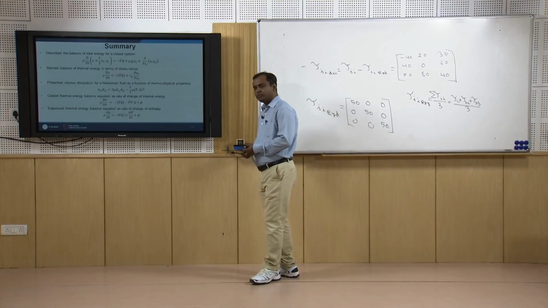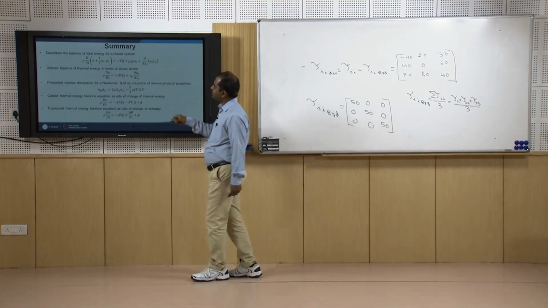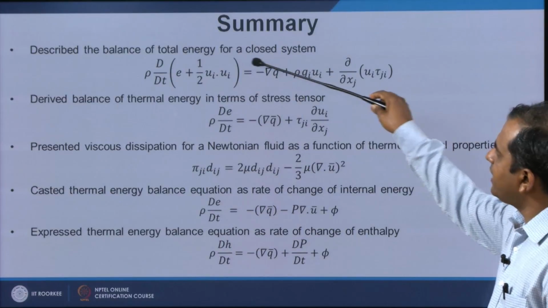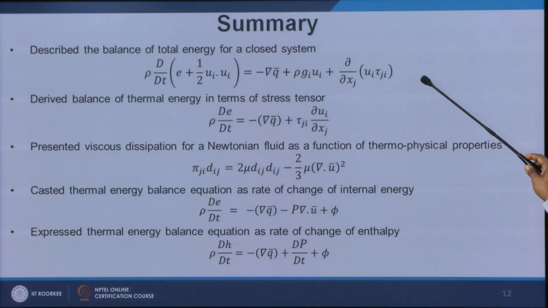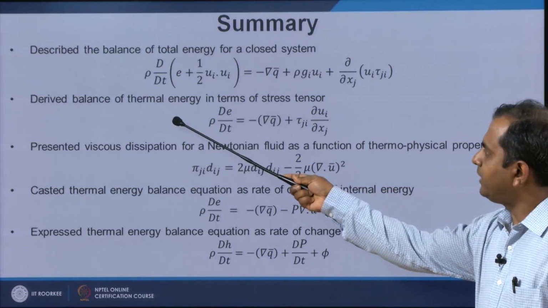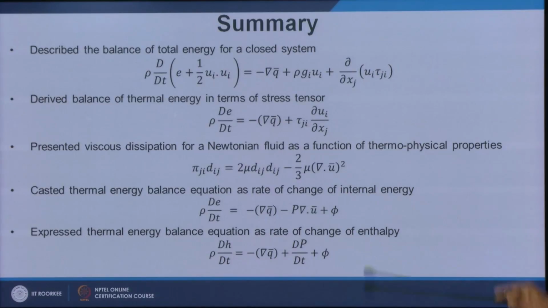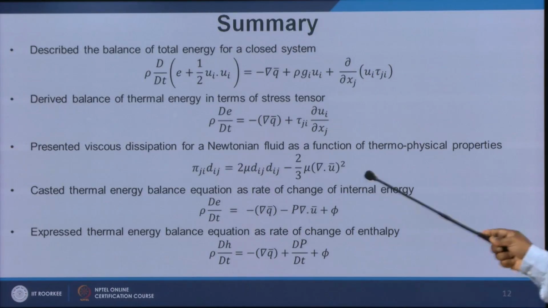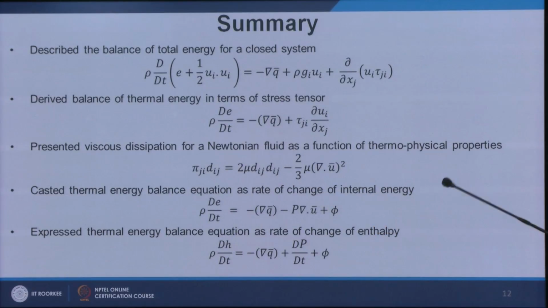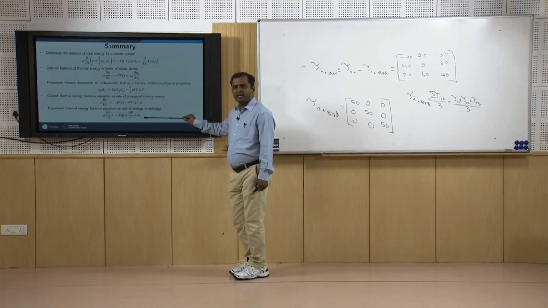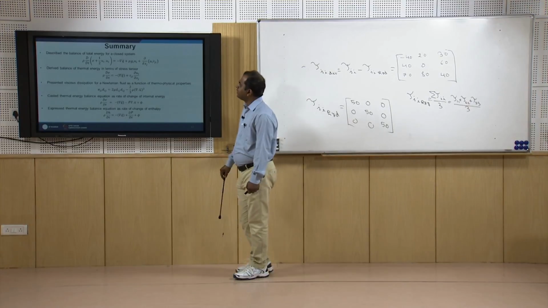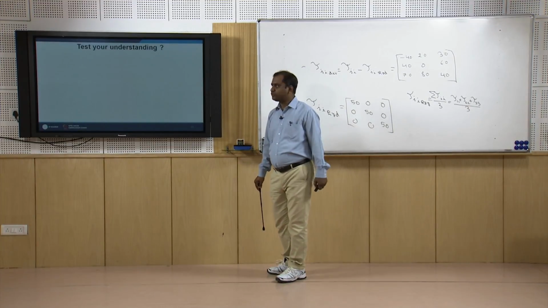So, let us summarize today's lecture. We have described the balance of total energy in a closed system. This was the equation. Finally, we have derived the balance of thermal energy in terms of the stress tensor; this was the final form. We have presented the viscous dissipation phi for a Newtonian fluid, and we have simplified that viscous dissipation in terms of the thermophysical property mu. So, this looks like that. We have cast the thermal energy balance equation in internal energy form, as well as in enthalpy form.